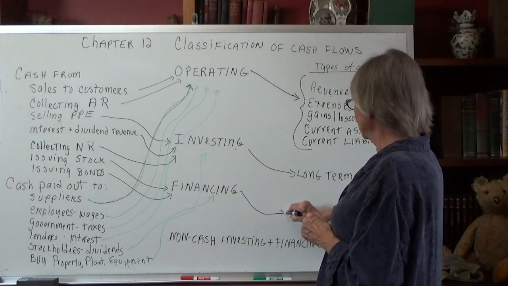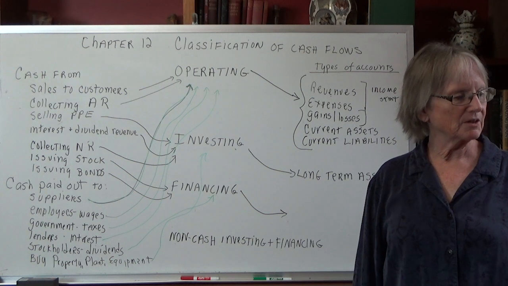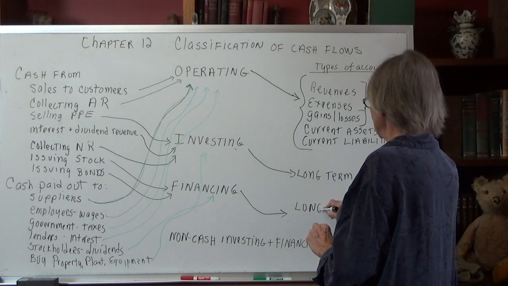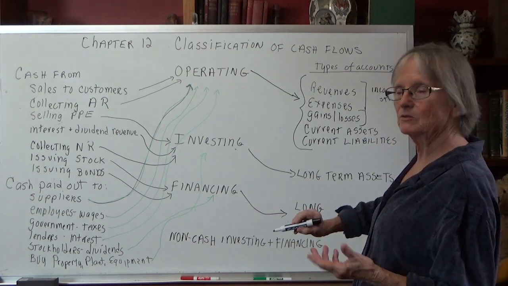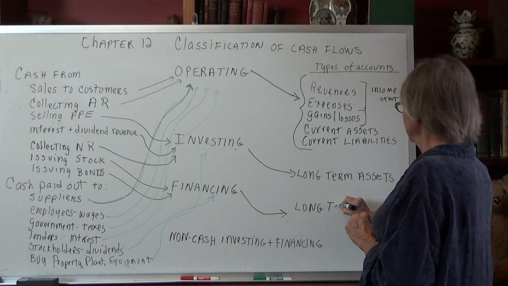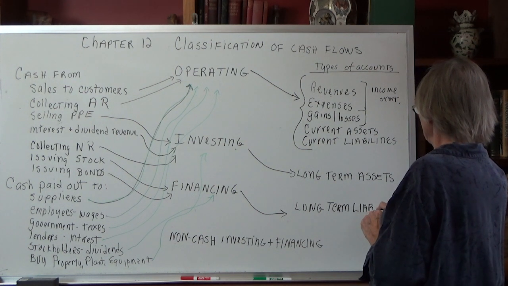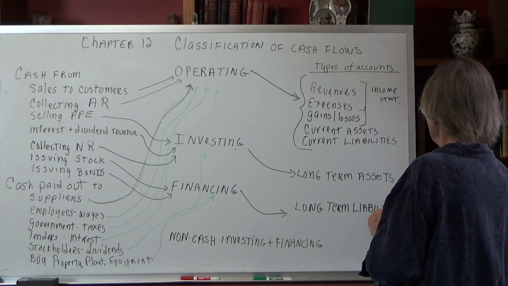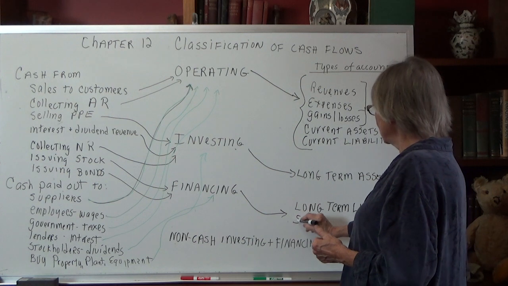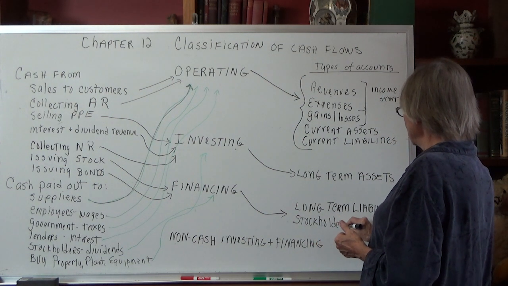Financing activities, what types of accounts do we have here? If we look at this, it's going to be long-term liabilities. That would be our bonds payable, long-term, so our bonds payable. So long-term liabilities. And then we've got the issuing stock, the paying of dividends. These are all stockholders' equity accounts.